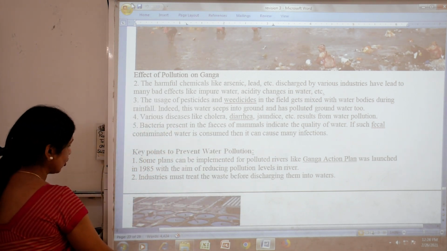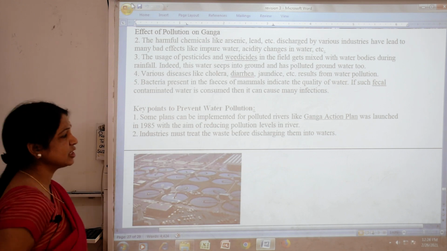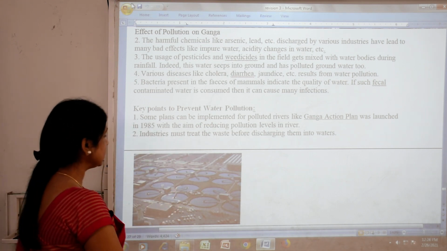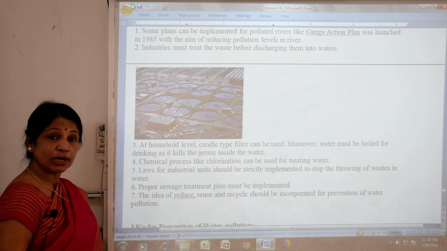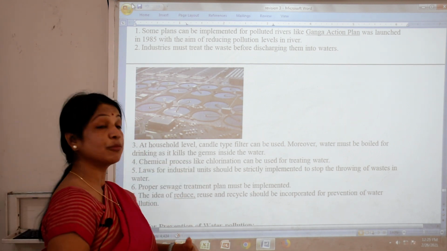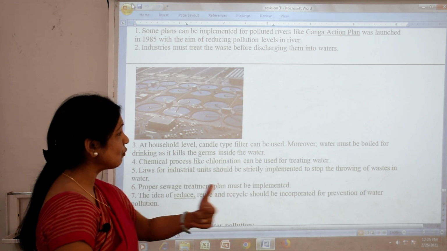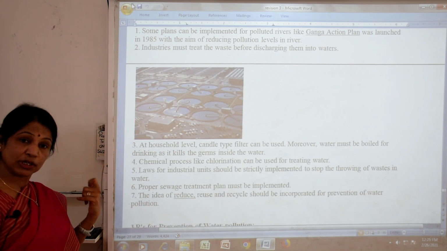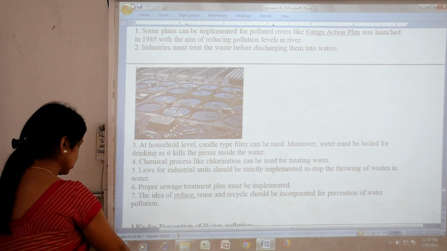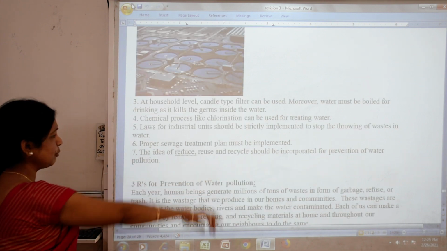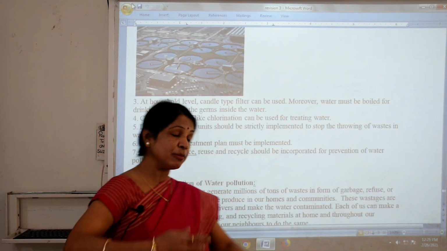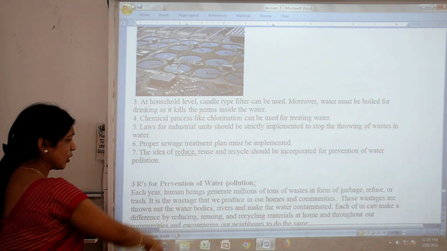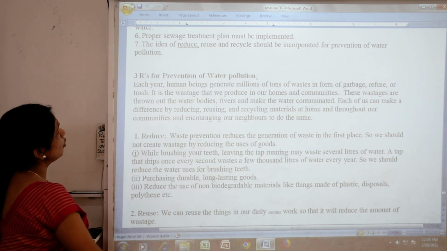What is the prevention of water pollution? Industries must treat waste before discharging it into the water. At the household level, a filter can be used, and moreover water should be boiled before drinking to kill its germs. And a proper sewage treatment plant must be implemented for the prevention of water pollution.